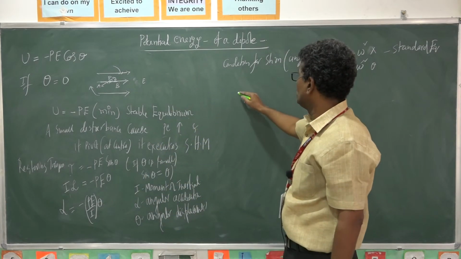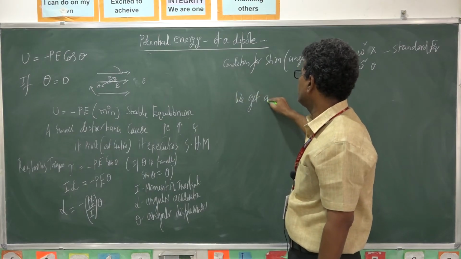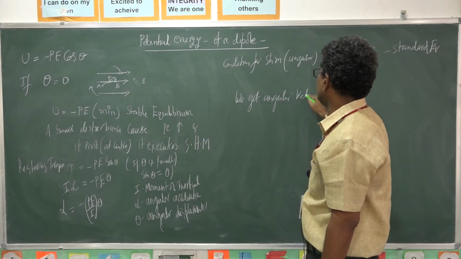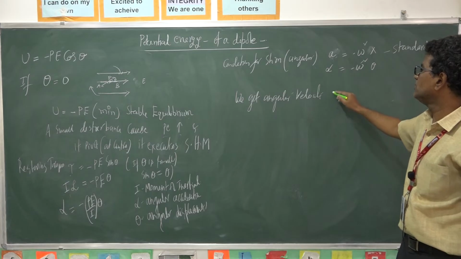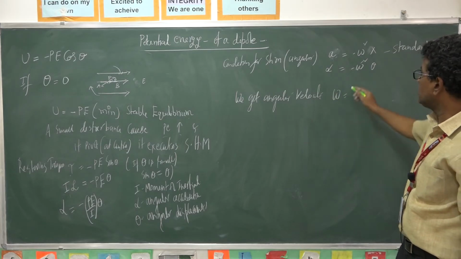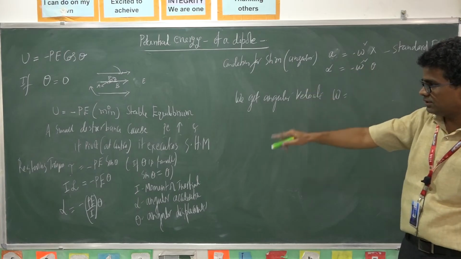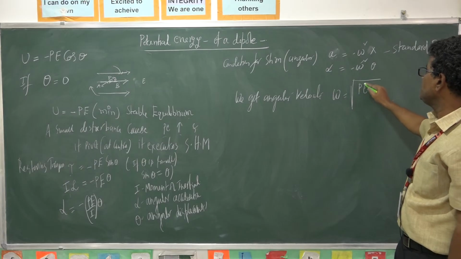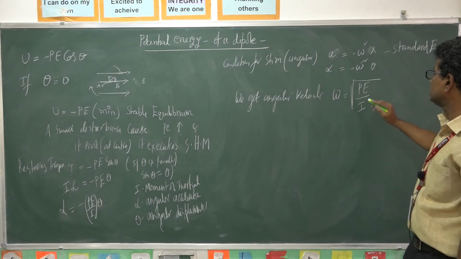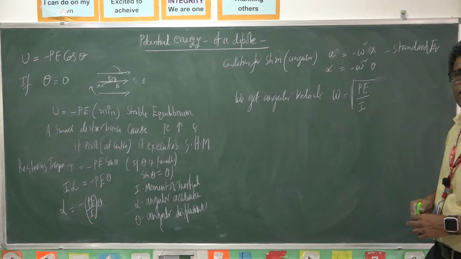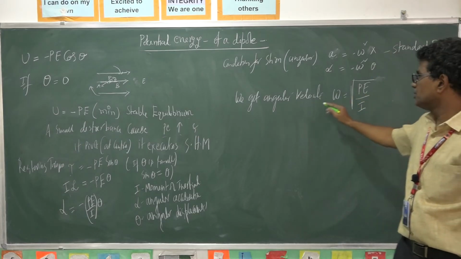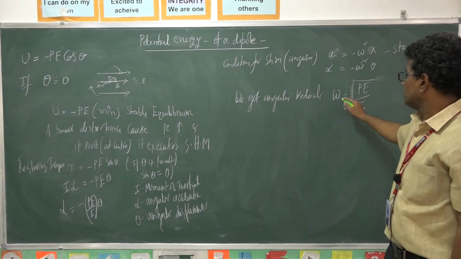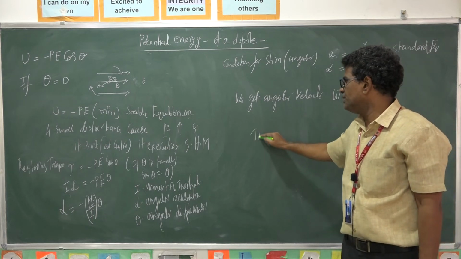You compare this equation with this one. What do we get? We get the angular velocity omega equal to square root of PE by I. So this is the angular velocity. You may get a problem based on this, asking for the angular velocity of the dipole. Then the time period it will ask.